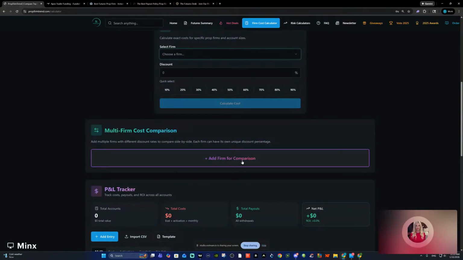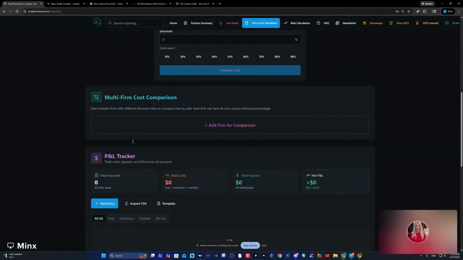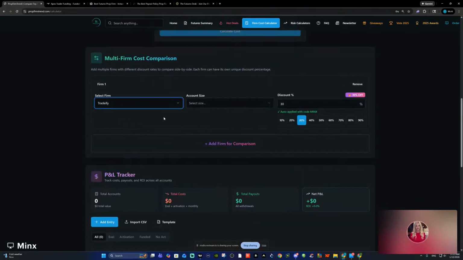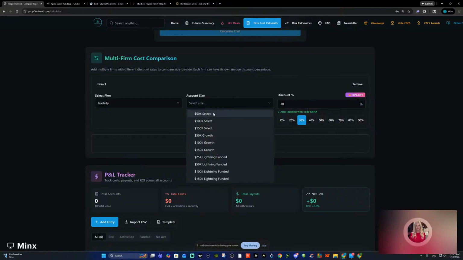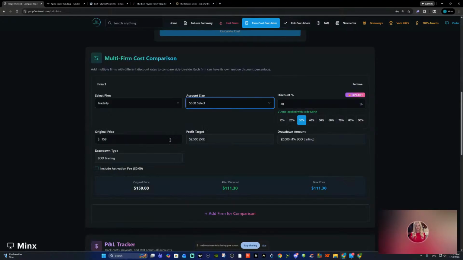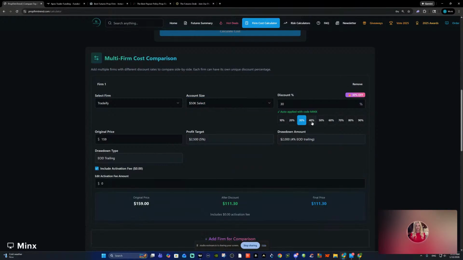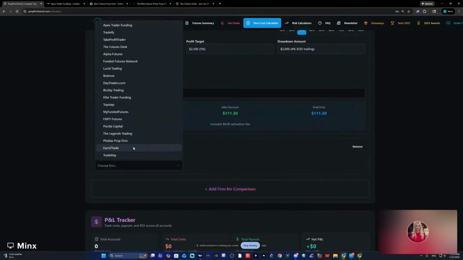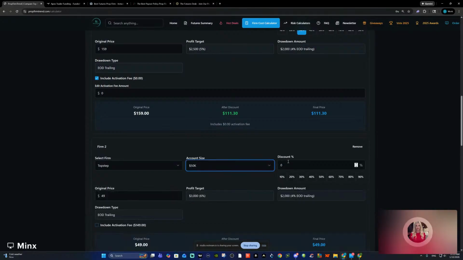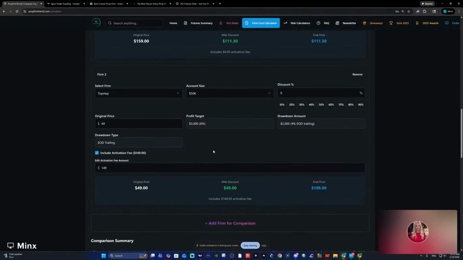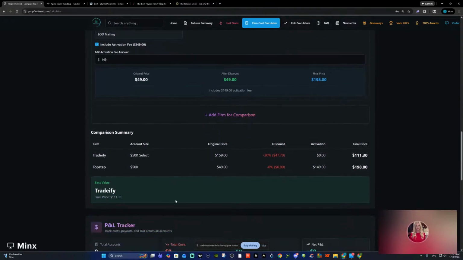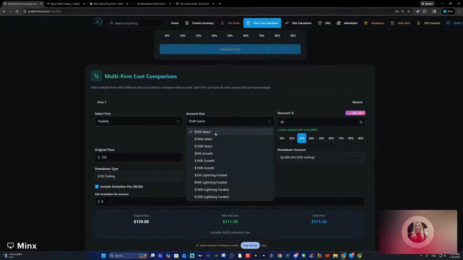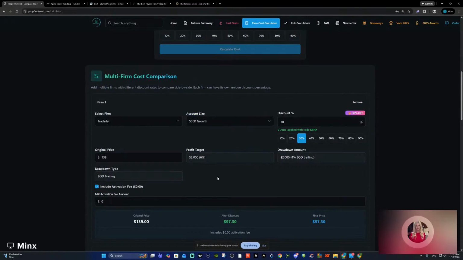Okay, so let's see. This is a firm calculator, but let's just say that you want to compare Tradeify 50K, 30% off, with Top Step 50K. Okay, so actually this doesn't even compare because the select accounts are daily withdrawals, so the comparison actually is their growth account.